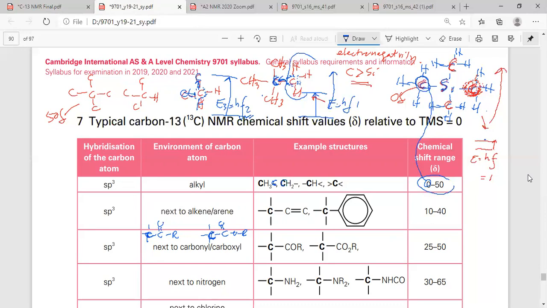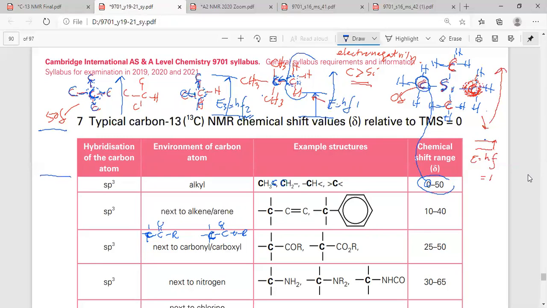Of course, if there is more and more carbon here, remember I'm talking about carbon and not hydrogen, this carbon will pull electrons here, pull here, pull here. That means you have fewer electrons here, so with the same external field, it will feel more of the external field, so the shift is quite big.